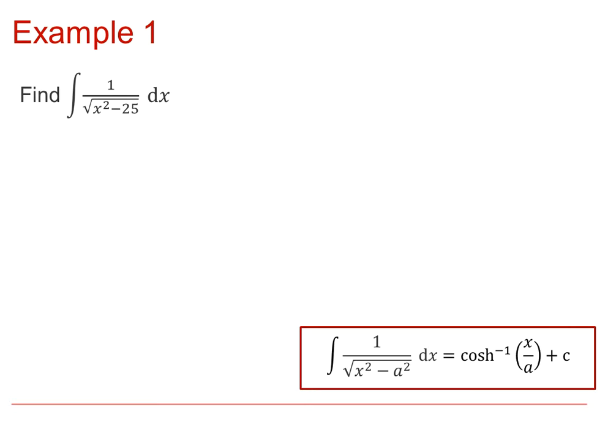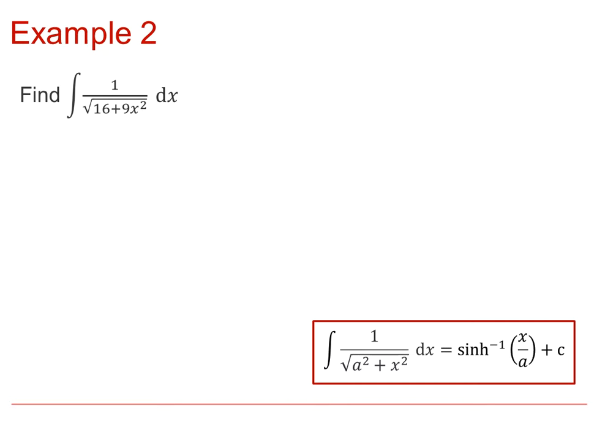In this example here, we will note that we need to use the standard result for cosh to the minus 1 of x over a, and we can note that a will equal 5. Therefore, without further ado, we could simply write down the answer to that integral as being cosh to the minus 1 of x over 5 plus c, noting that we have taken account of the a value and we have not forgotten the constant of integration.